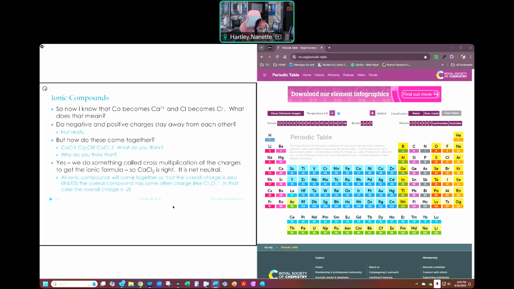All ionic compounds will come together so that the overall charge is 0, unless the overall compound has some other charge. If it's a polyatomic ion and that ion has a charge to it, then we have to make sure that the overall charge equals that of the ion. So Cr2O7 has a 2 minus charge, and that particular ion needs to have that 2 minus charge. Cool with that?